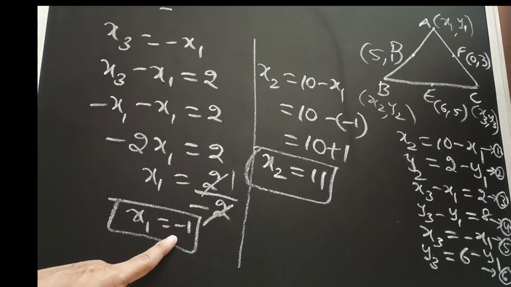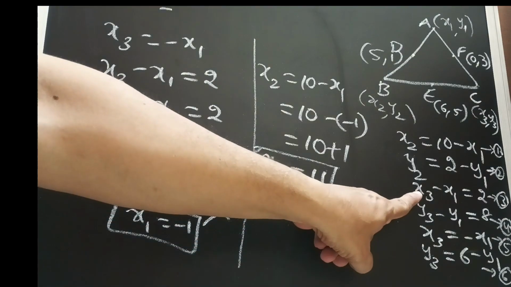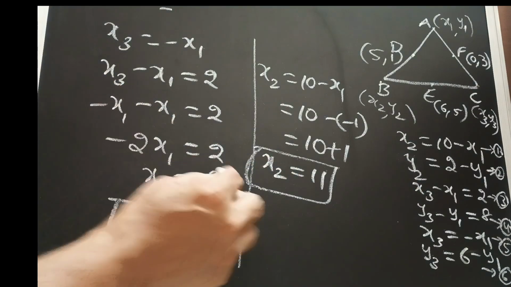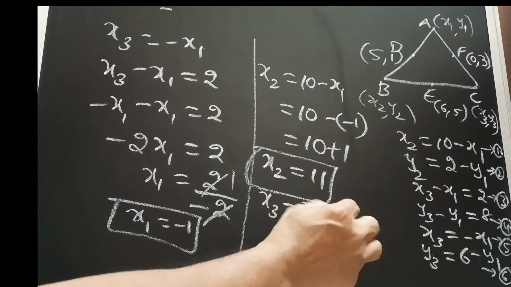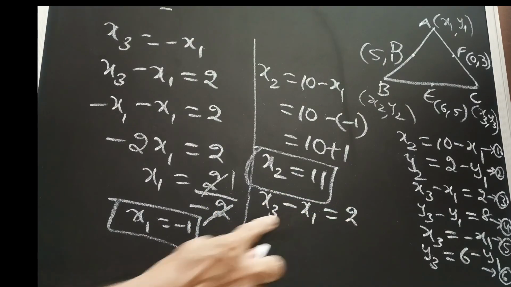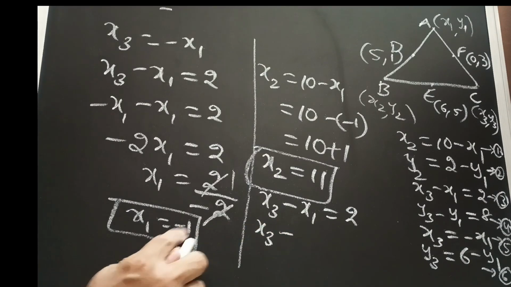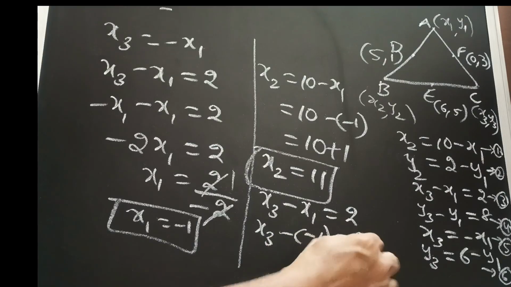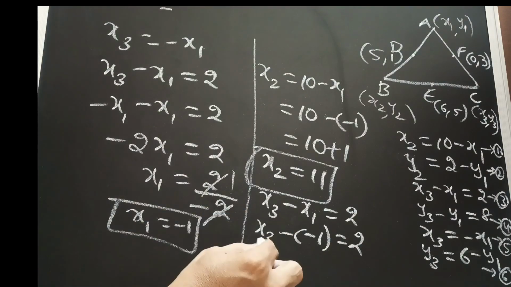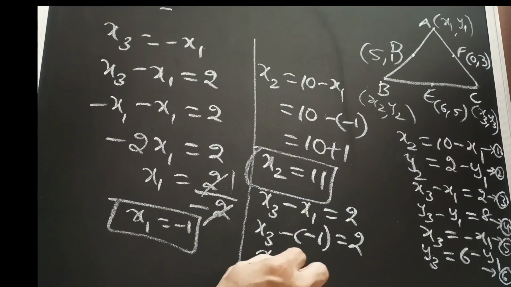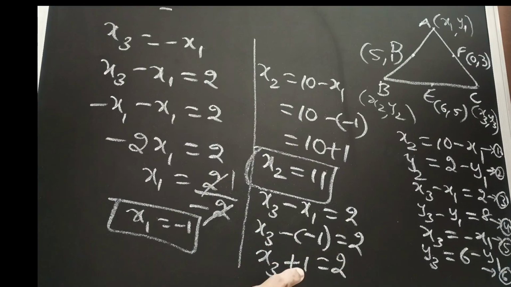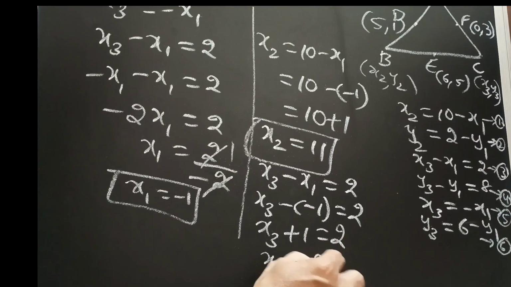Now same, take x1 value and substitute in third equation, you will get x3 value. So x3 minus x1 is equal to 2. In place of x1, substitute minus 1. So x3 minus minus 1 is equal to 2. So x3 is equal to minus into minus plus 1 is equal to 2. Transpose 1 that side, you will get it as 3 is equal to 2; if you transpose the plus 1, you will get it as minus 1. So x3 is equal to 1.